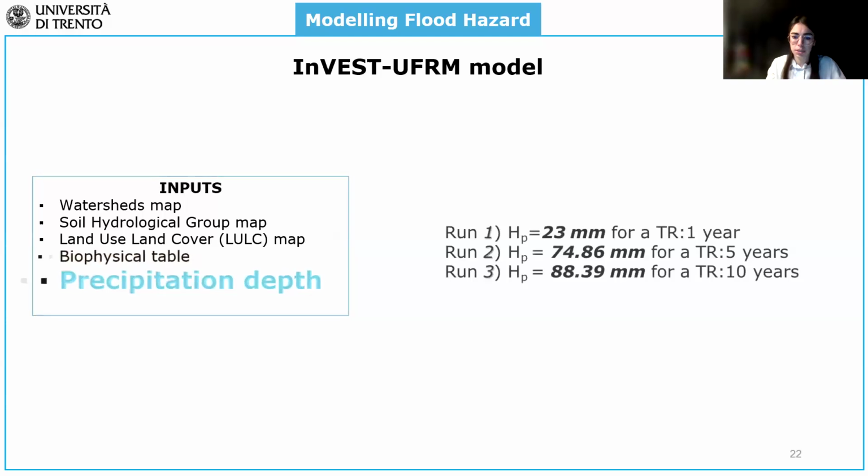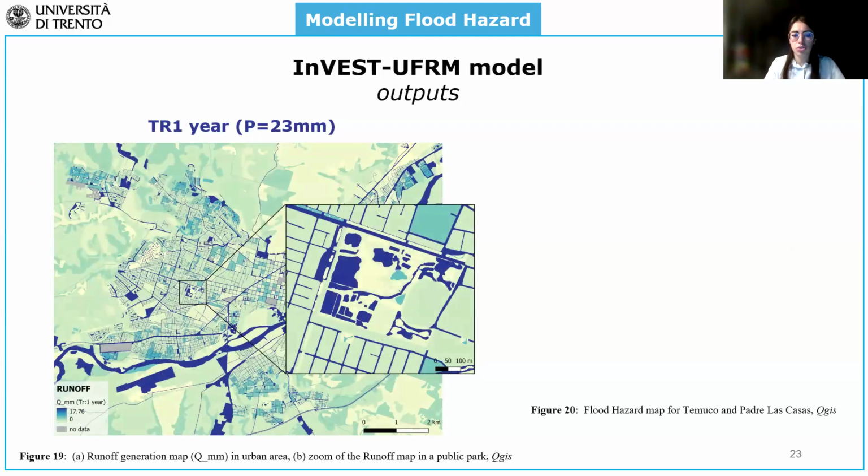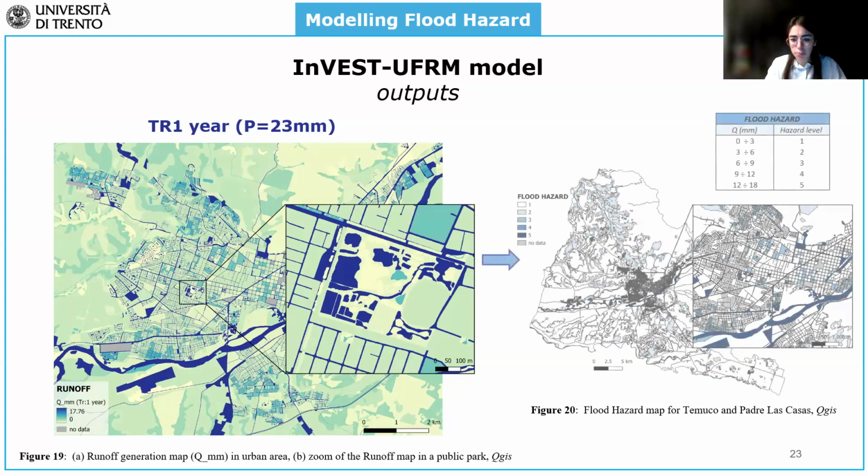And the last input is the precipitation depth. In this case, we decided to run this model with 3 precipitation events, starting from a regular one with a return period of 1 year, up to 2 more critical ones with return periods of 5 and 10 years. Among the outputs provided, here we show the runoff generation map, showing the distribution of the runoff heights within the study area. And this shows how the maximum value of the runoff, that is 70 millimeters for a precipitation of 23 millimeters, is found in correspondence of the most impervious soils. And this map was used to build the flood hazard map, associating an indicator from 1 to 5 to the ranges of the runoff depths.